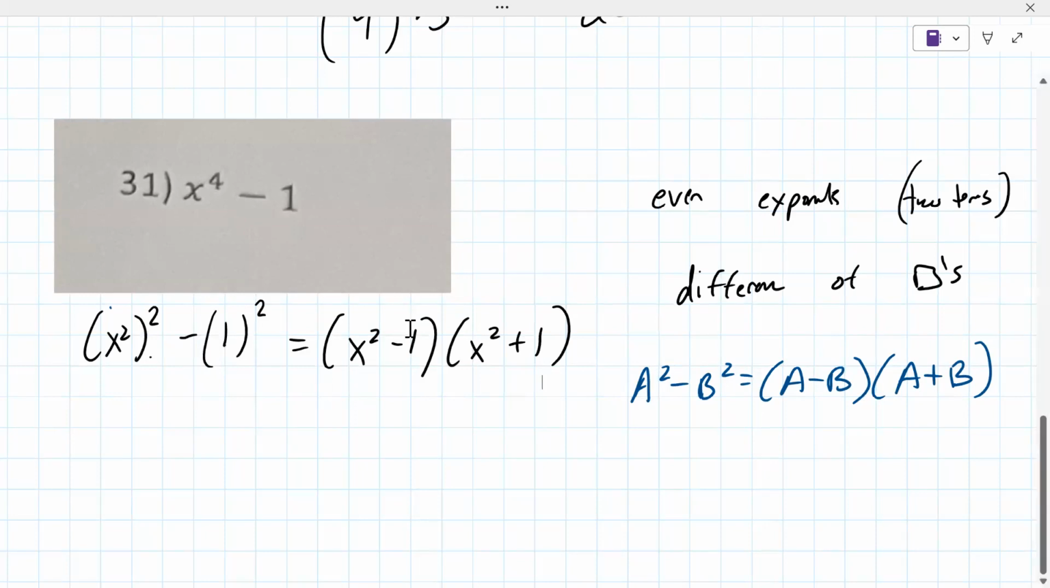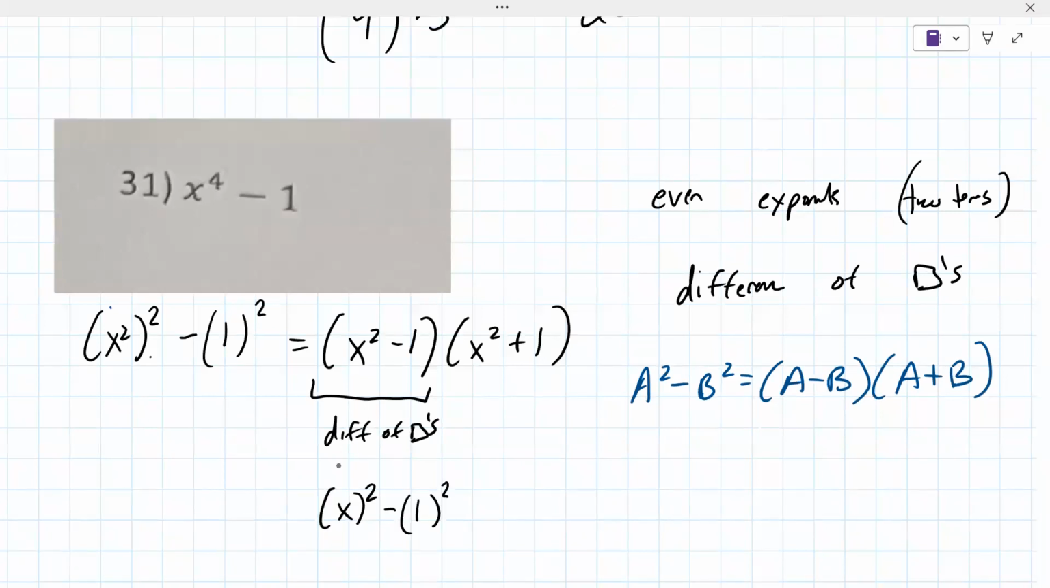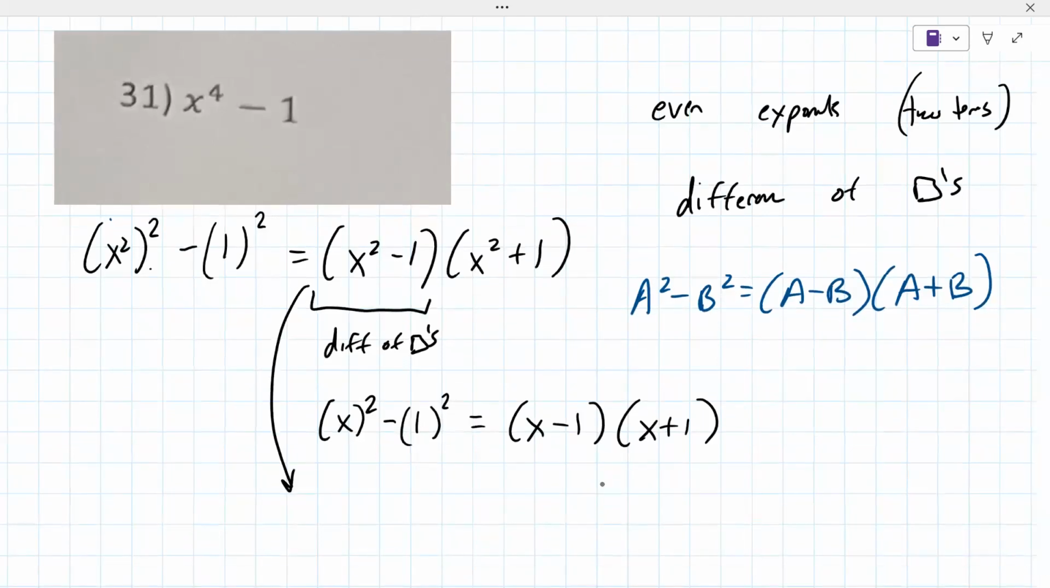All right. Now, there is no such thing as sum of squares, so we're done with the one on the right, but this one over here on the left is another difference of squares. So just like before, you could rewrite it. What is it that's being squared? Well, it's x that's being squared. It's 1 that's being squared. That becomes x minus 1, x plus 1. So the x squared minus 1 is replaced by this: x minus 1, x plus 1, times x squared plus 1.